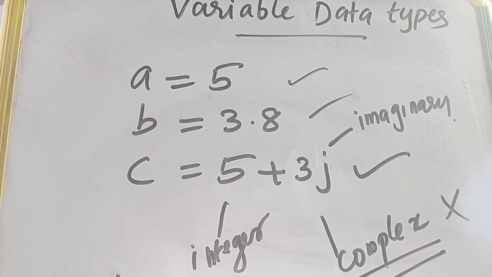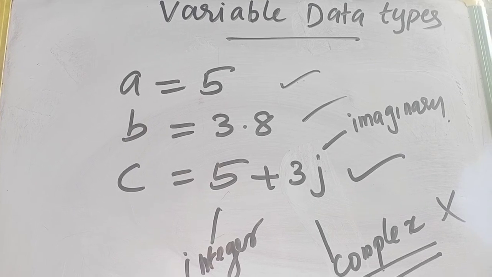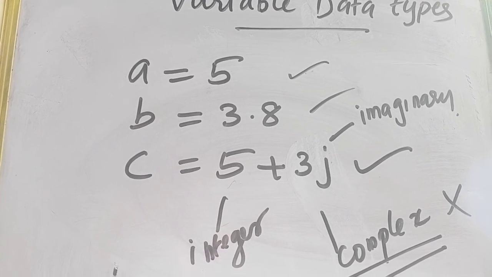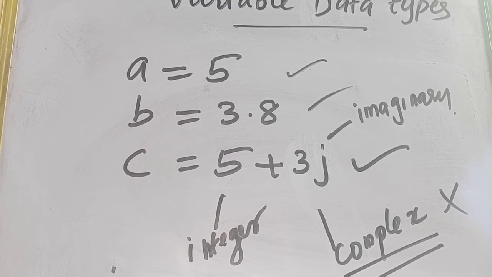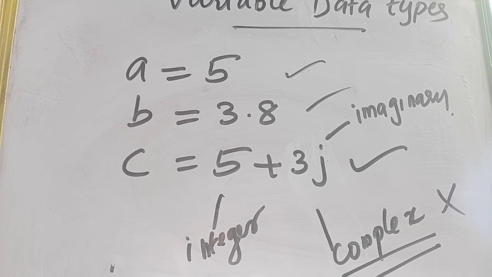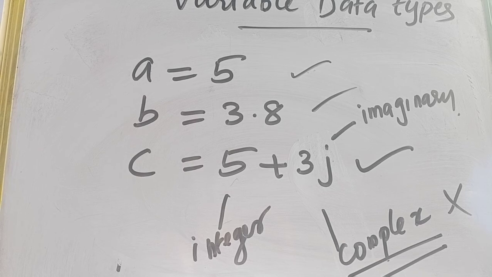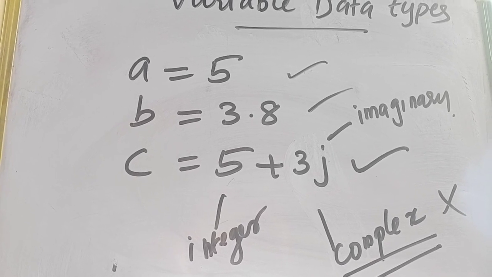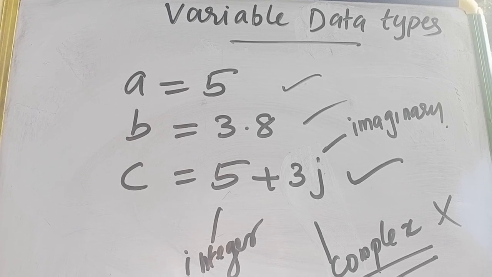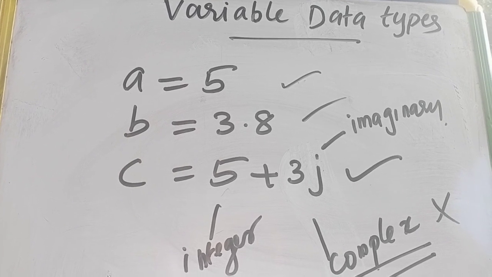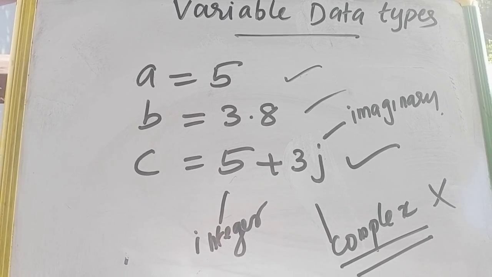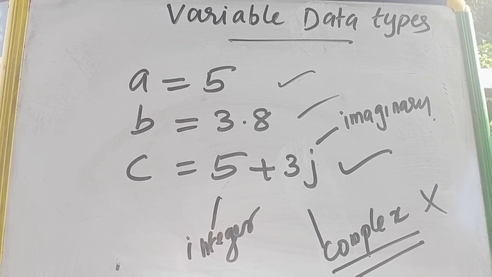So tell me, what is the data type? Data type is the type of value that we are assigning to a variable, right? If we are assigning an integer value to variable A, the type of A is class int. If we are assigning a decimal value to the variable B, the type of B is angle bracket class float. And the third one, angle bracket class complex. Okay, this is enough for today's class. Thank you.